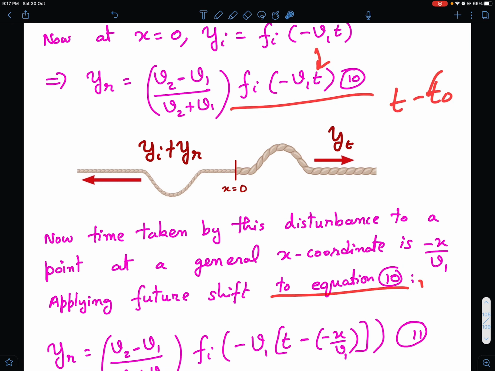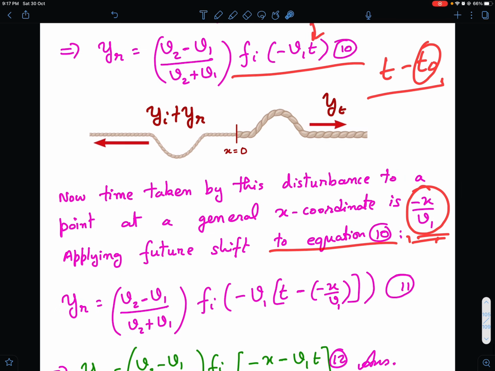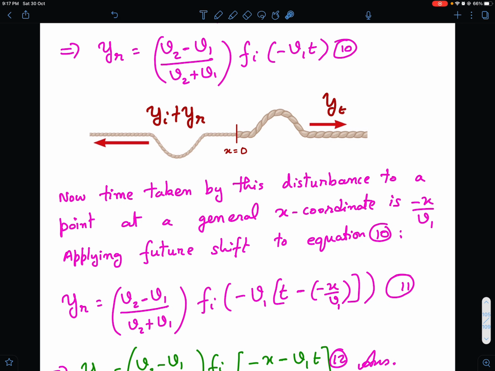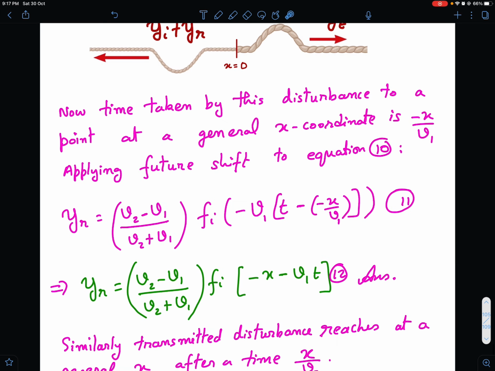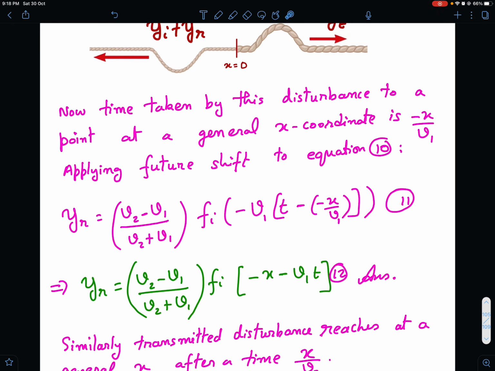So applying future shift to equation 10. Instead of t, I need to put t minus t naught. And what is my t naught here? T naught is minus x by v1. So that's what I'm going to do. From equation 10, instead of t, I'm putting t minus t naught. So this is what I get. This comes as it is and this minus v1 comes as it is, and instead of this t, I'm writing t minus x by v1. Now I just need to rearrange this equation, you just multiply v1 inside, and this is what you get for the reflected wave.